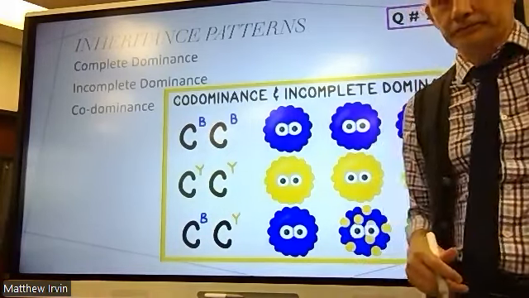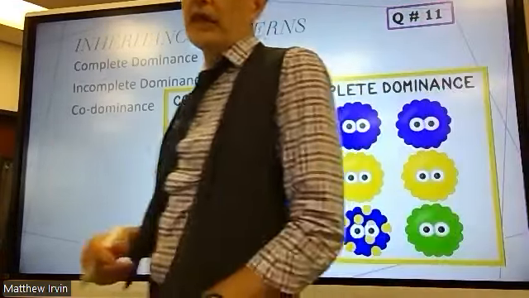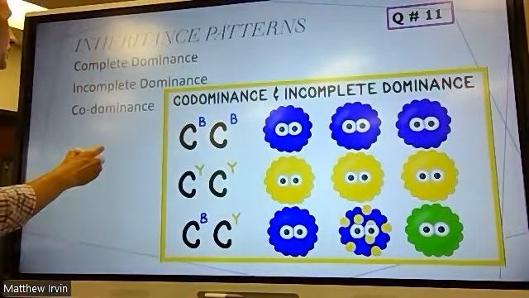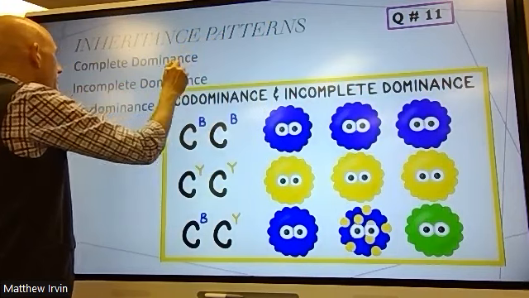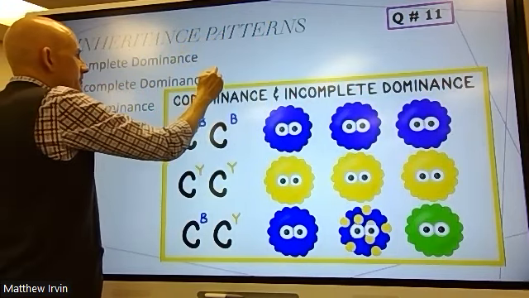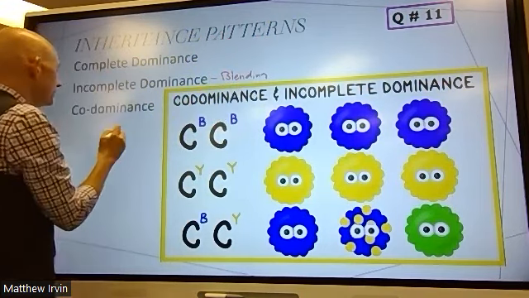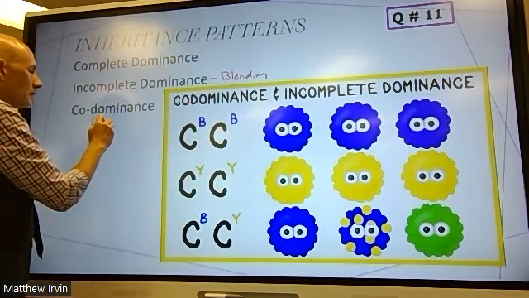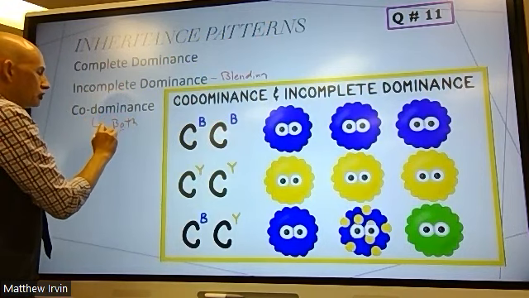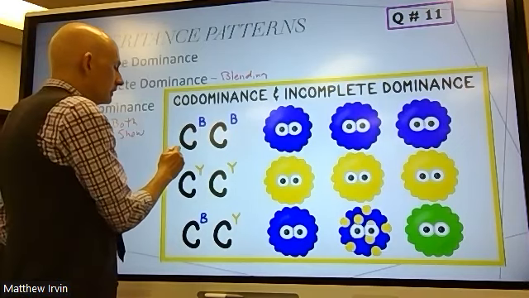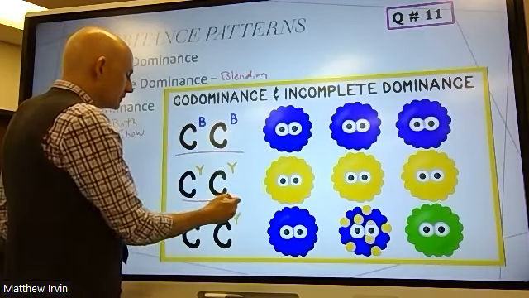Okay, part two. Looking at our different kinds of inheritance patterns, we've got complete dominance, where one trait will override the other. We've got incomplete dominance. This is going to be blending. And then codominance. This is where both show equally without blending. So if we look at our example right here, we've got this organism and this organism.